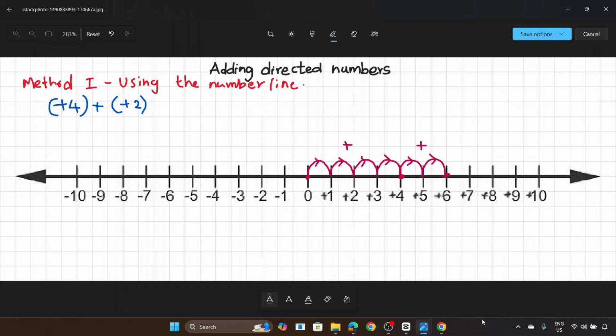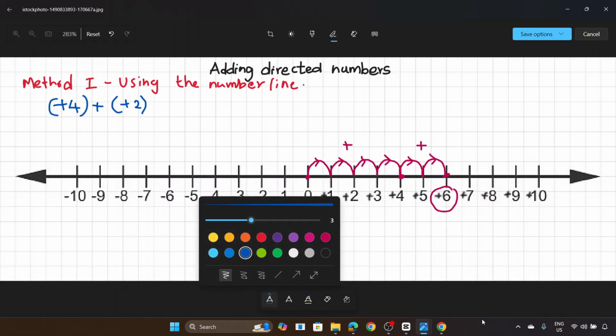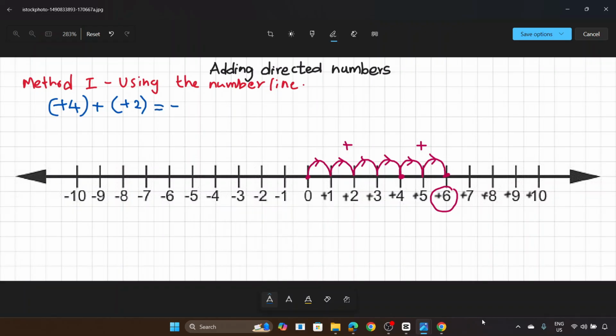Now you have stopped somewhere. What is the value? 6. So the answer is going to be 6. You can see this is very easy. What is the sign of 6? It is positive 6.